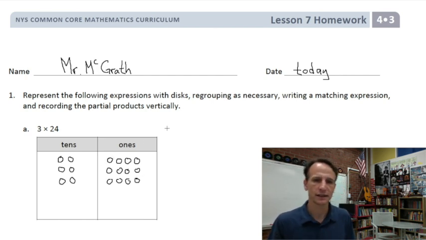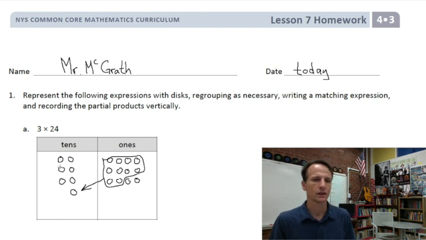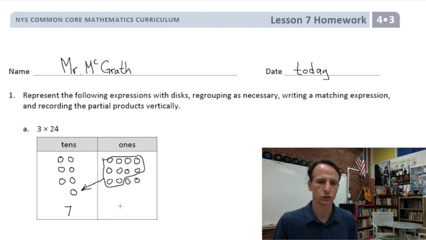All right, and now we need to regroup as necessary. And we see we have 12 ones here, and that 10 of them need to be regrouped as a ten. We're not multiplying right here, we're just regrouping. We're saying, hey, we have 10 ones, that's 1 ten. Okay, so now what do we have? There's no more regrouping we could do, right? We only have 7 tens, all right? So we have 7 tens and 2 ones. So our number is 72.